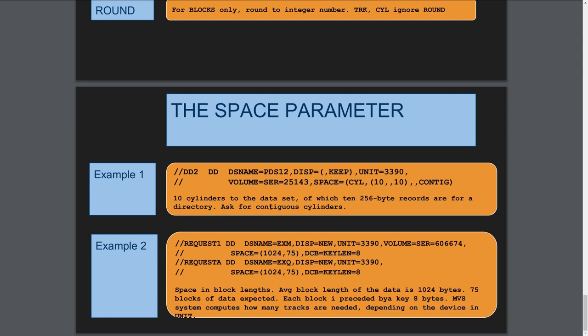So we want 10 cylinders, of which 10 are directory records. So you need to tell it, unlike, and as I mentioned that MVS doesn't really have a file system, that's a good example.